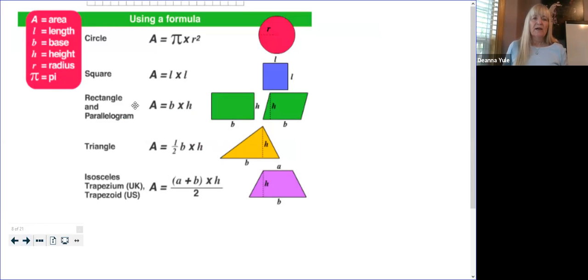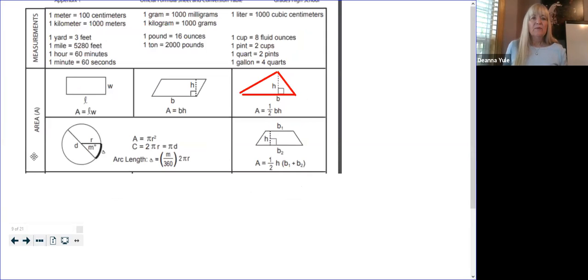The formula for the area of a circle is pi r squared. For a square, it's side squared. Rectangle and parallelogram, here are the formulas. We gave you a formula sheet to use too, and I expect you to pull it out and use it as you're finding different areas. So let's look at that for a second. The sheet that we gave you starts out with just some measurement conversions. You should keep that handy. You may need them at some point.